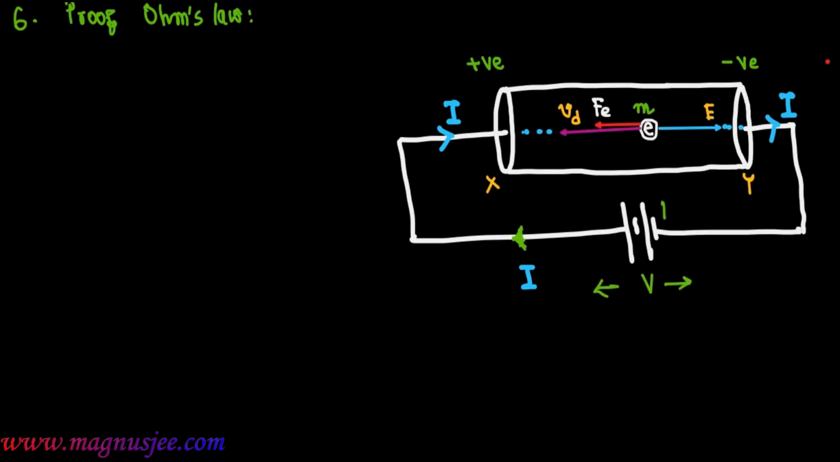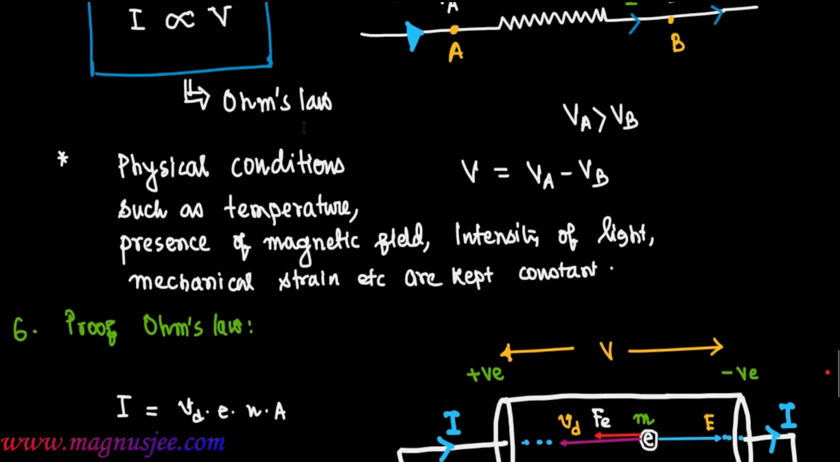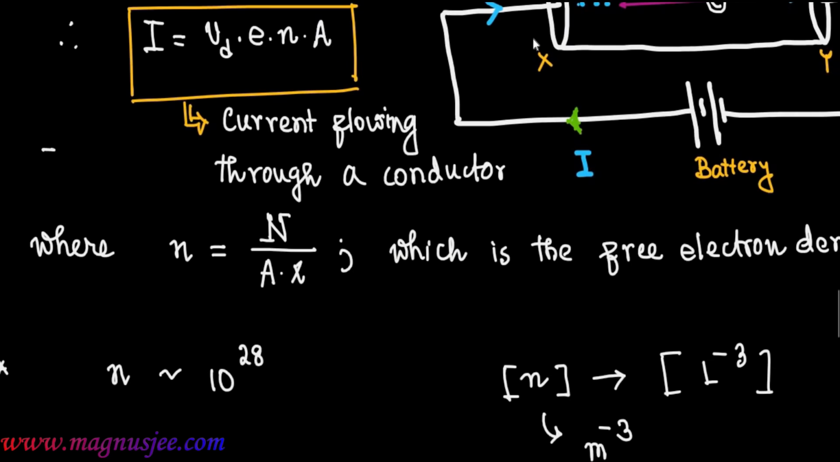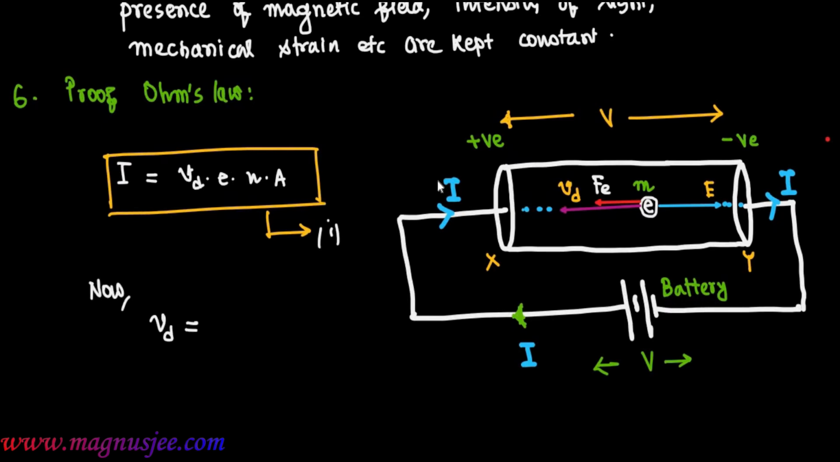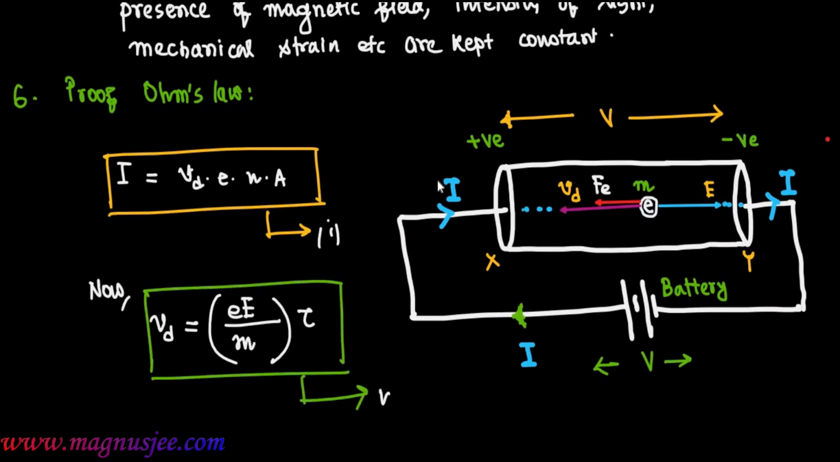We have to draw the same diagram. That means a conductor XY of length L is connected to a battery of terminal voltage V. V is also the potential difference across the conductor XY, and we know the expression of current I. Here current I can be written as Vd e n A. Electric current flowing through the conductor XY is I, which is Vd dot e dot n dot A, where Vd is the drift velocity with which free electrons will be accelerated, and Vd has the expression eE by m into tau.